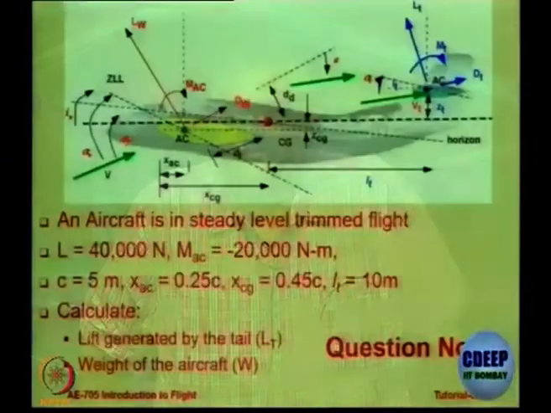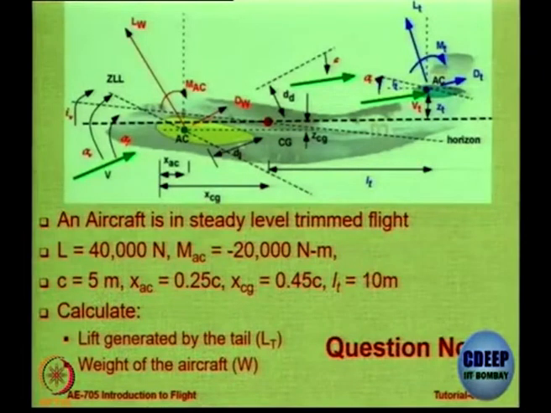So, in this particular aircraft, under this condition, remember all these three words are going to be used in the calculation. In this condition, the aircraft is having a lift of 40,000 newtons. And the moment about the aerodynamic center, I do not know how they measured it, is minus 20,000 Newton meter. The wing has a chord of 5 meters, XAC is quarter chord, XCG is 0.45C. These are some typical values.